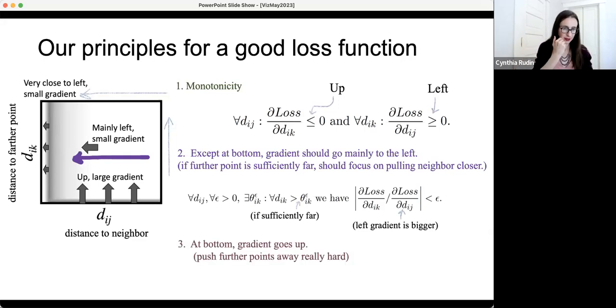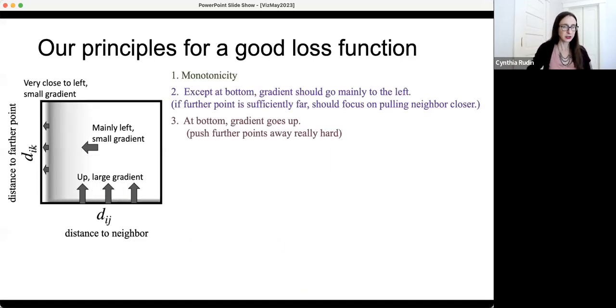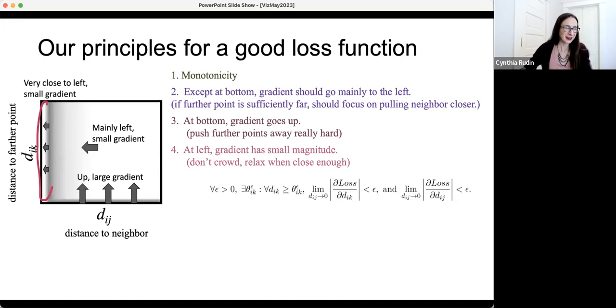Third principle, at the bottom, the gradient goes up. So you should push really, really hard on your enemies. Make sure they stay away from you. Don't want them next to you. Okay, so those are those three. Keep going through the rest. Fourth one, at the very left, the magnitude of the gradient is small. Okay, and that prevents the crowding problem when all the points go on top of each other. So as long as your friends are close by, you stop pulling them in, because otherwise they'll smother you. They'll be right on top of you. Okay, yeah, so there's a light color there.